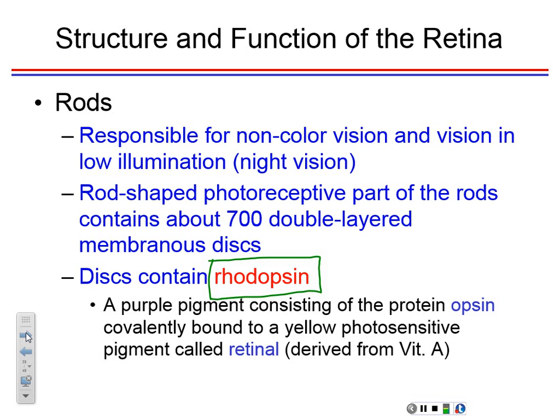Okay, retinal is a product of vitamin A. That's why I say if you eat your carrots and some of those vitamin A containing things, you get good eyesight because of the retinal. All right.